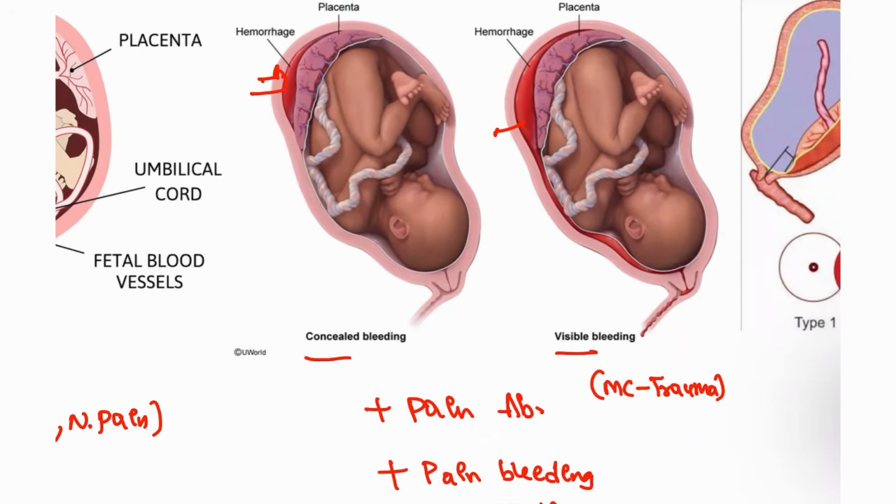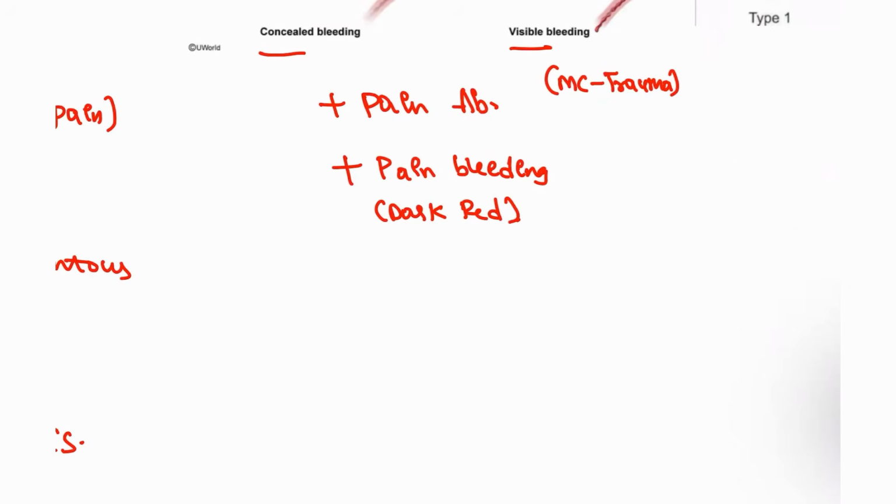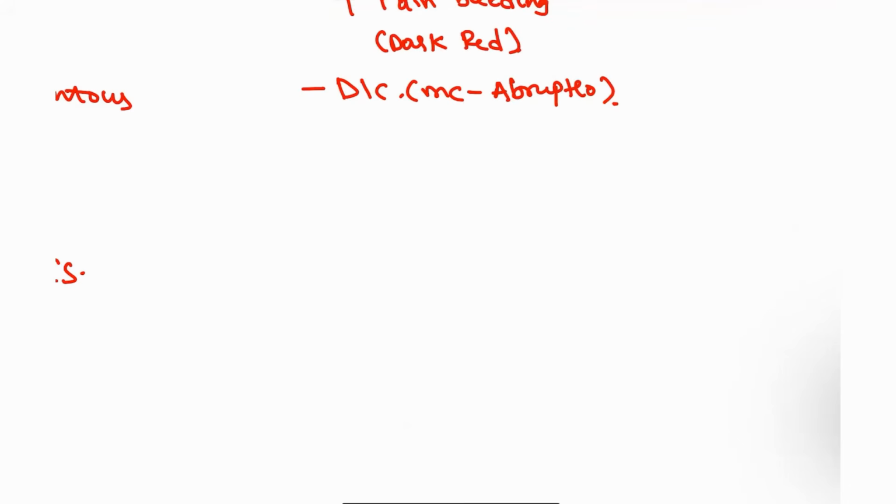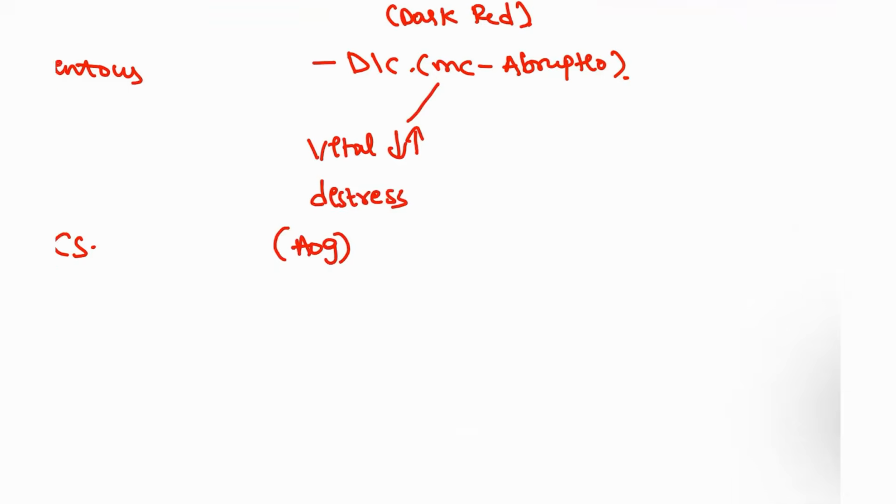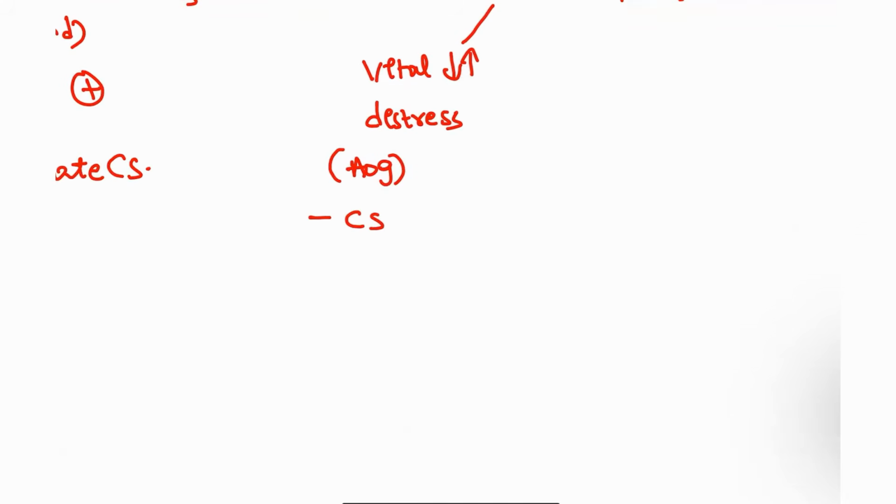But why will these patients be very risky? Because they are highly likely to develop DIC. Disseminated intravascular coagulopathy will be seen in this patient, most commonly associated with abruptio. What is the treatment that should be done for this patient? Usually, if vitals are unstable or the patient is having distress along with the fetal, regardless of the AOG, whatever the AOG, you have to go for cesarean section.